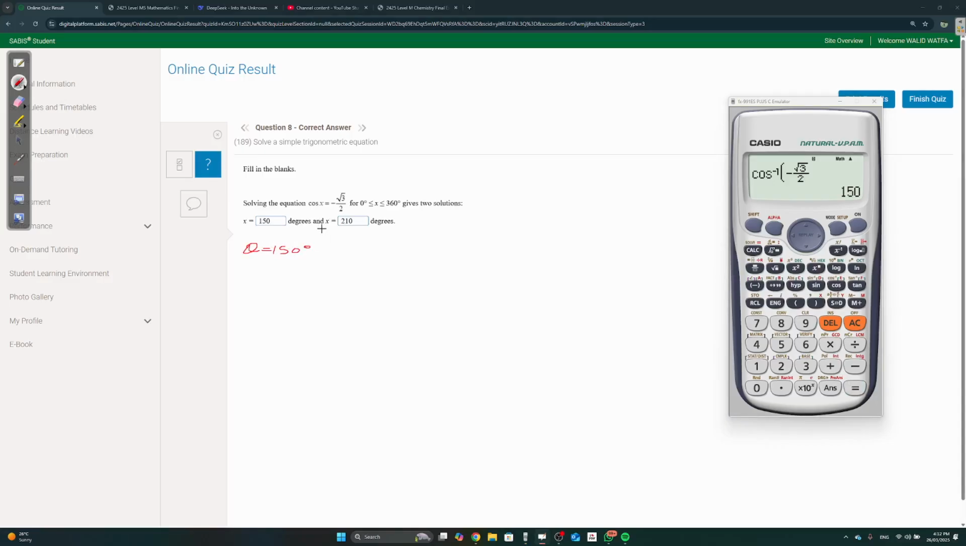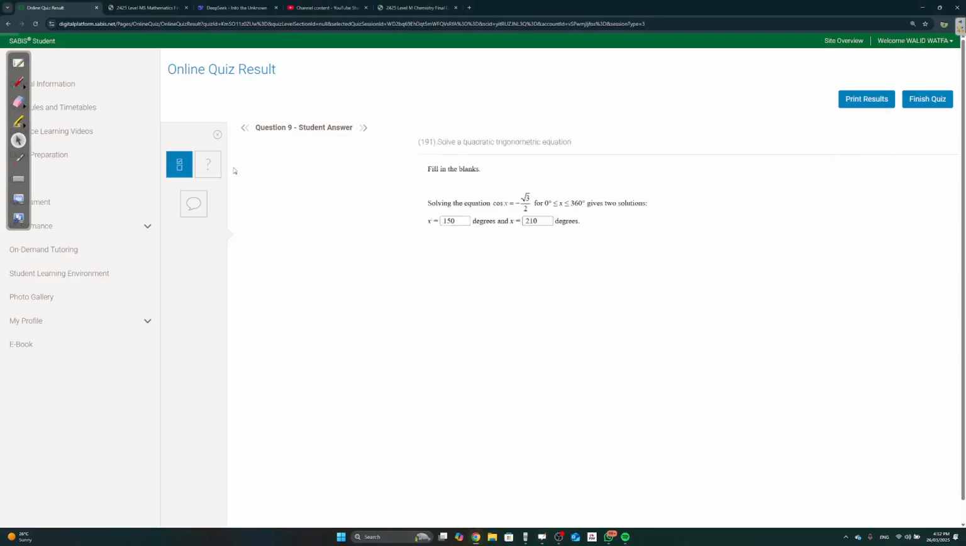What is your second solution? How do you get a second solution for theta? When working with cosine, we take the negative value. Okay, here, is there a negative in the domain? No, so we can't work with that. So what was the other solution for cosine? Always 360 minus alpha. So 360 minus 150 is equal to 210. Very simple, not hard.